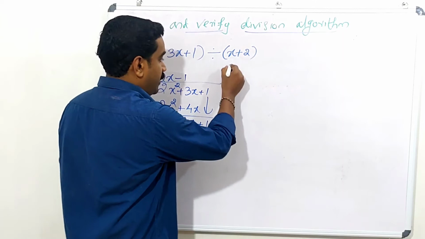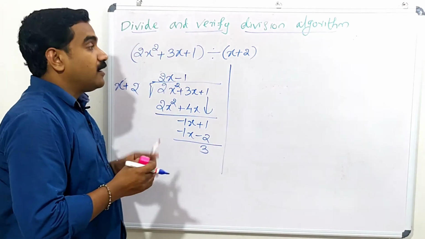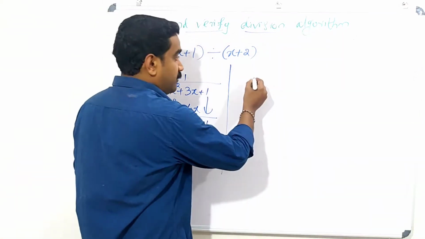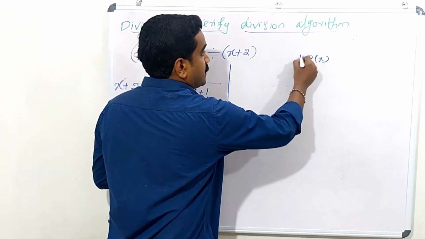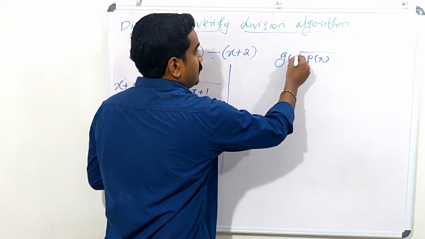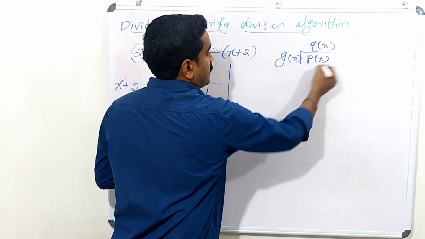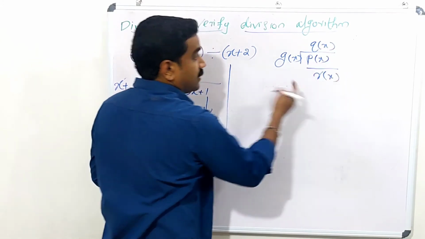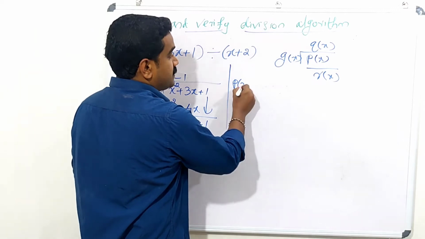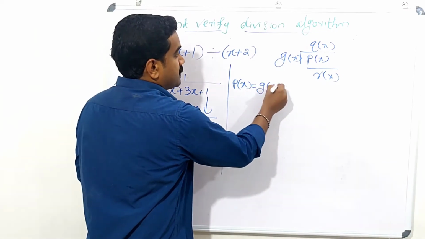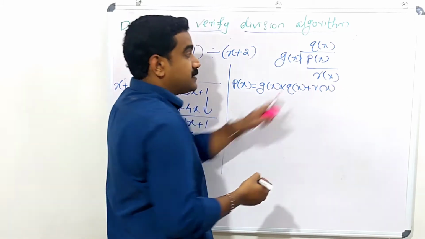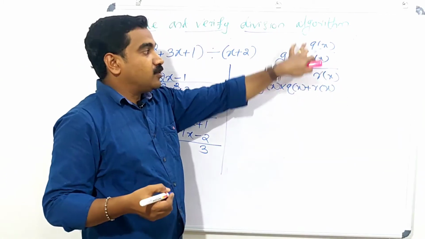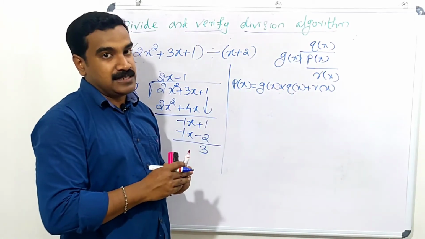What is the division algorithm? If you divide p of x with g of x, you will get quotient as q of x and the remainder as r of x. Then you can write p of x is equal to g of x into q of x plus r of x. That is dividend equal divisor into quotient plus remainder. Same method we are checking.